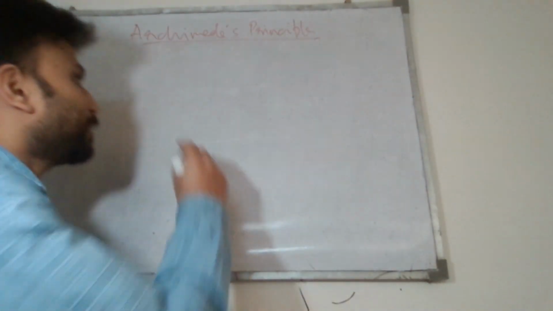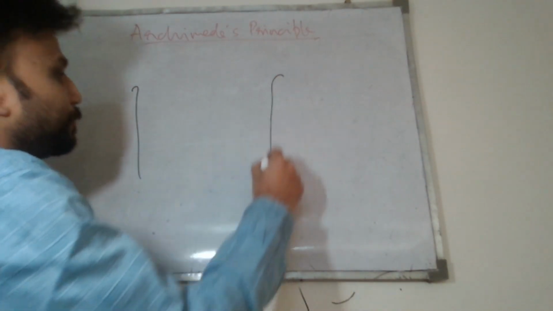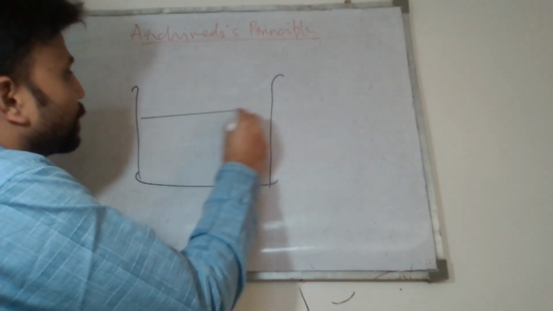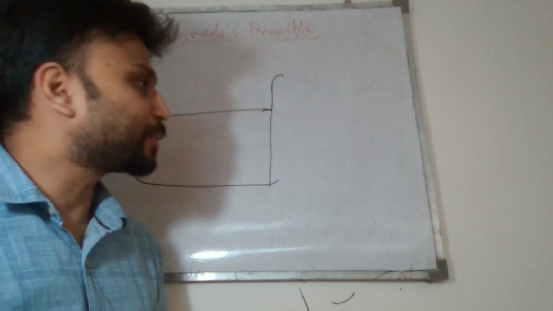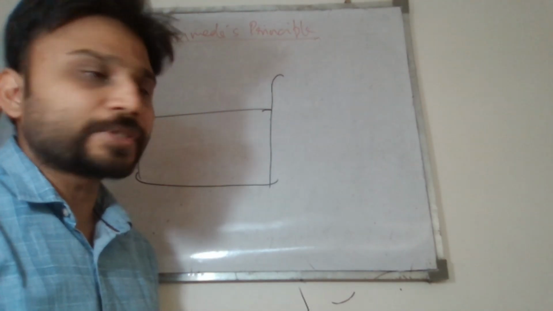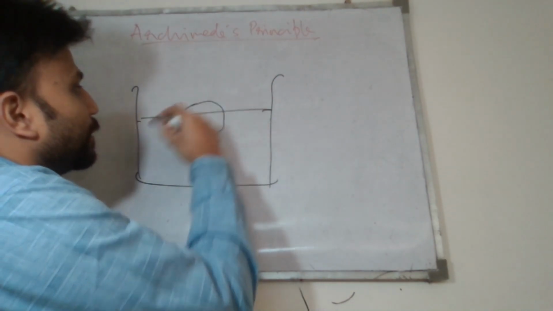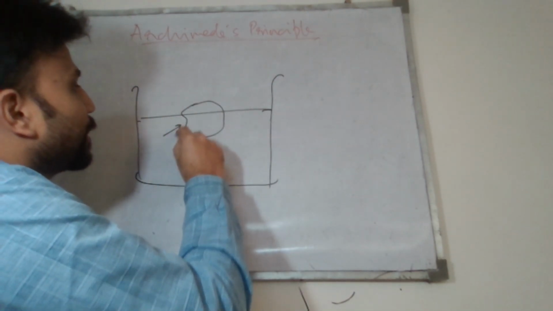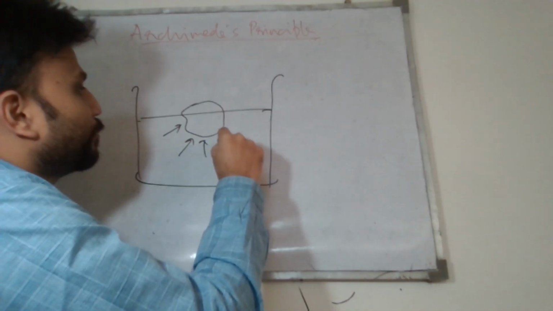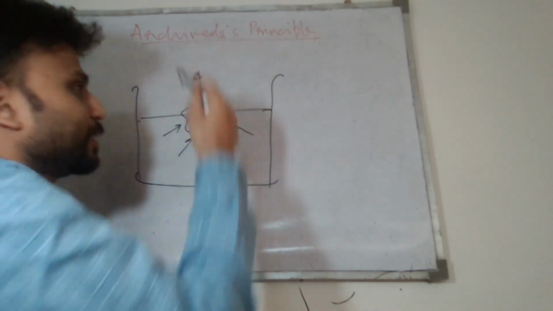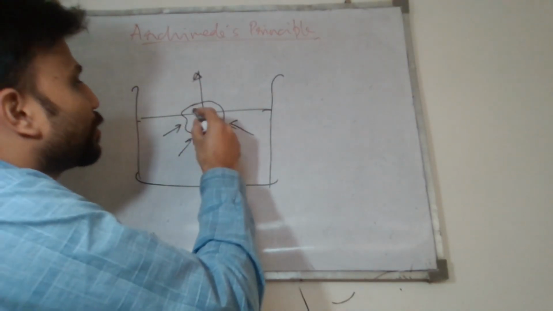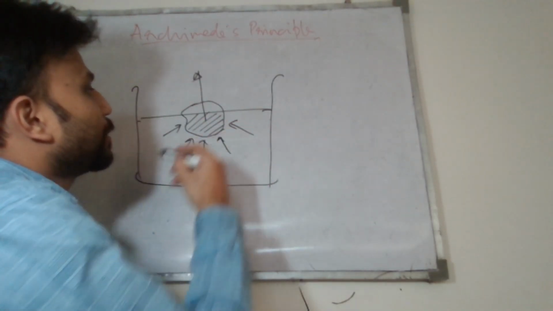It's pretty easy to understand if we think, let's say, I have a container and this is the liquid which I was talking about. So what was Archimedes' principle? Archimedes' principle was that if an object is placed like this, the upthrust exerted by the fluid surrounding that object, obviously in this upward direction, is equal to the weight of the fluid displaced by the body.